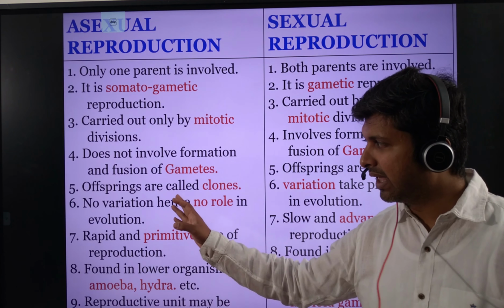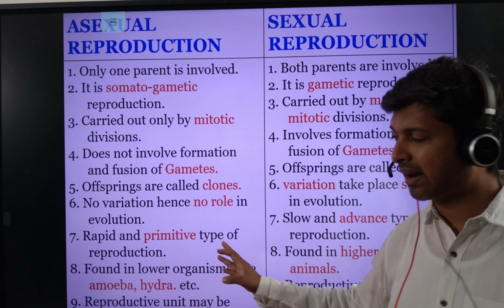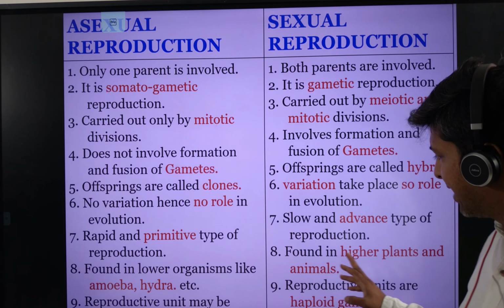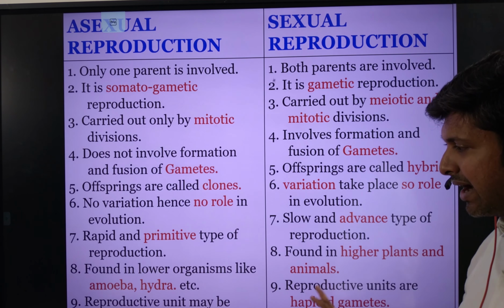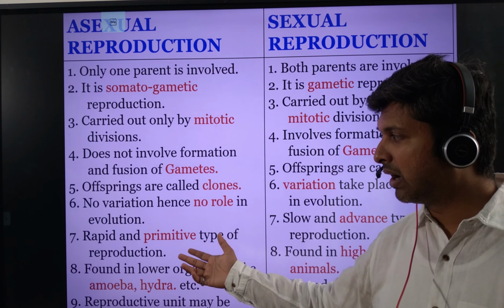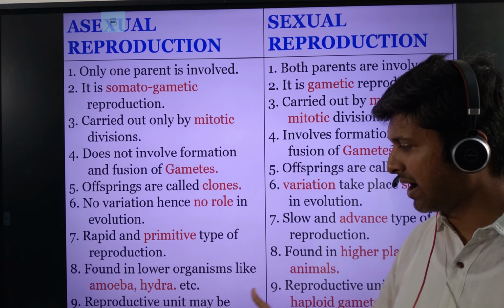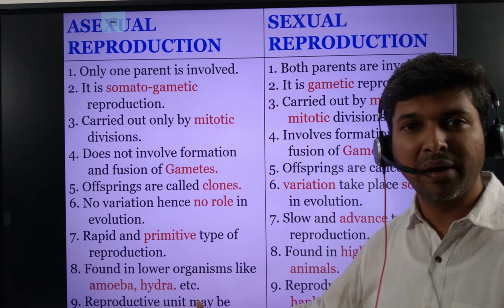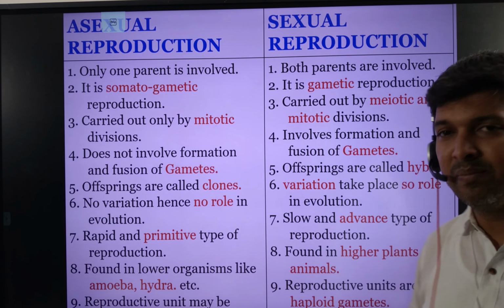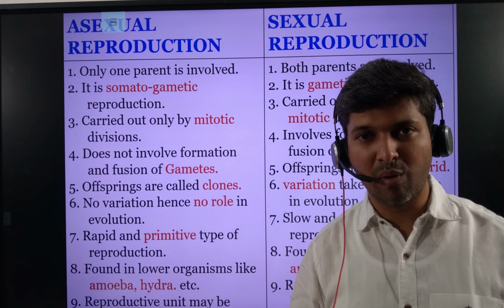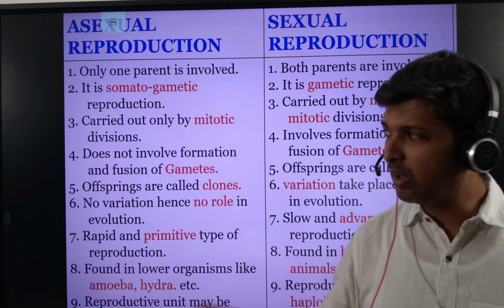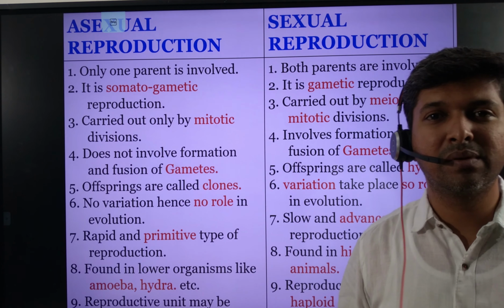Here there is a rapid and primitive type of reproduction, found in lower animals. Here it is found in higher animals and plants. Reproductive unit may be the whole body, and reproductive unit may only be a part of the whole body. So this is the difference between what?